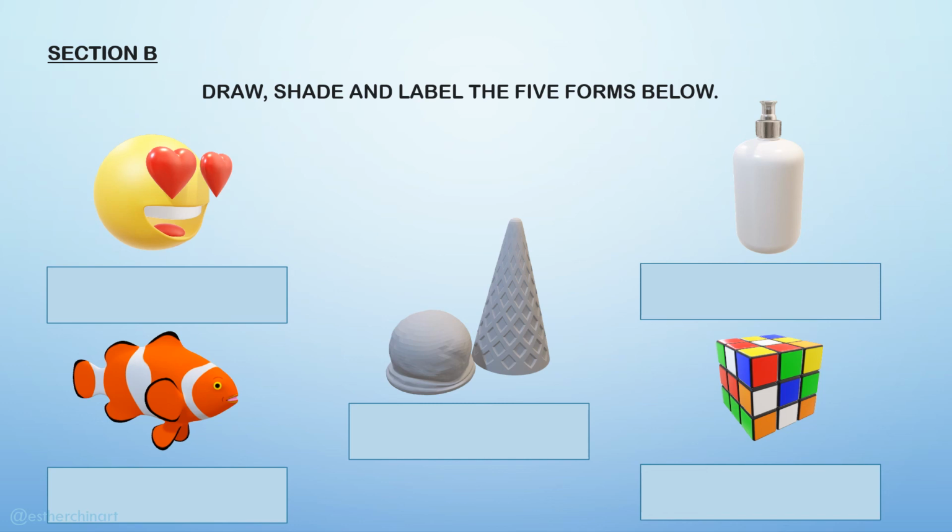Section B, you're going to draw, shade, and label the five forms below: sphere, Nemo, cone, ice cream cone, cylinder, soap dispenser, and Rubik's Cube. So you're going to draw them, you're going to shade them, and then you're going to label what type of form they are.